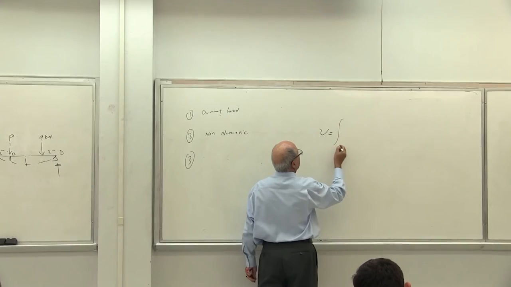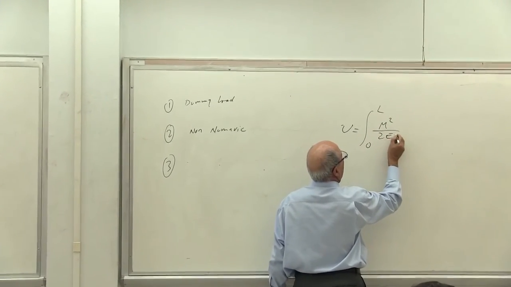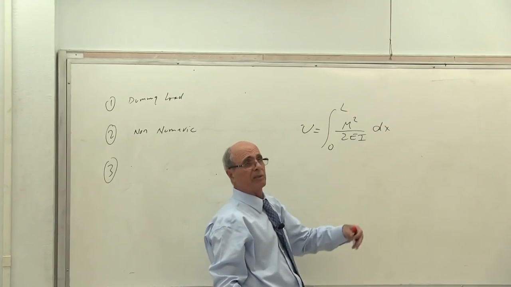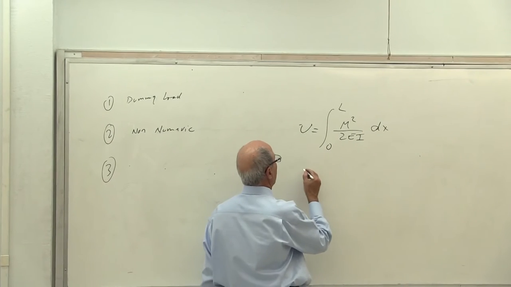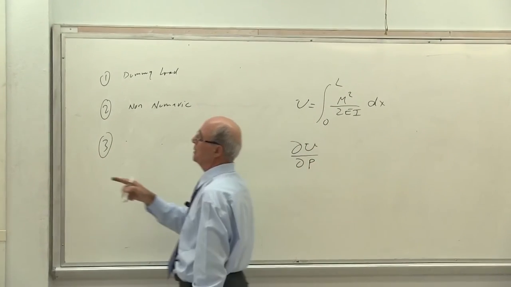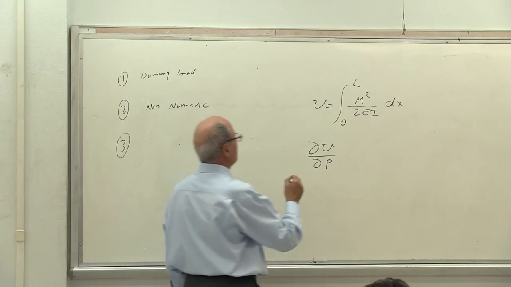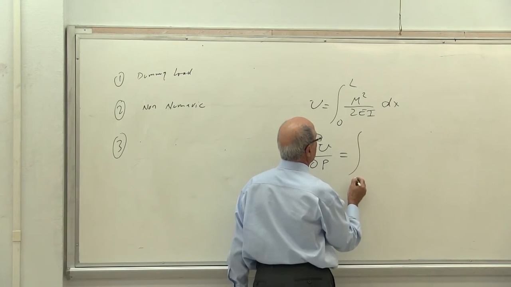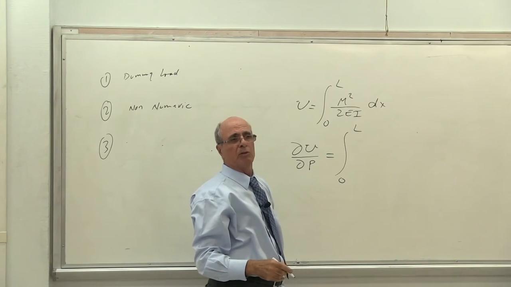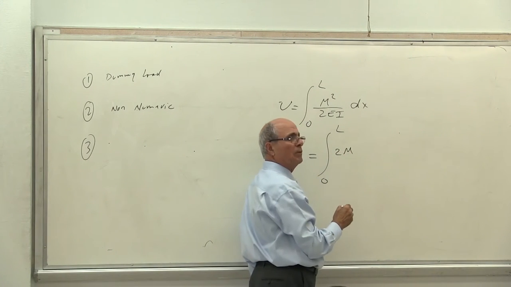Let's say U is the integral from 0 to L of M squared over 2EI dx, yes or no? First, I have to integrate, then take the derivative, but I do the derivative first. So let's say derivative of U with respect to P. Look at that beam that I would get. The derivative of U with respect to P becomes equal to, look, mathematically it is much simpler, the integral from 0 to L of, you know all your calculus properly, that becomes equal to what? 2M times what?